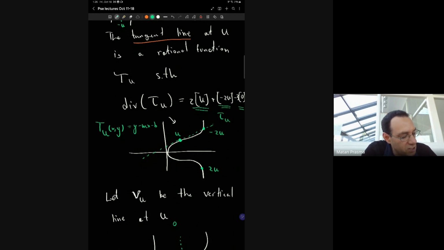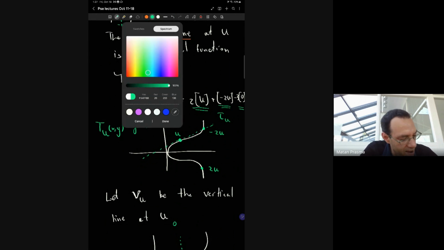But in the case of the tangent line, the tangent point u is a zero of the line, of course, but it is a zero of multiplicity two. Okay? This, again, we saw, but intuitively speaking, this is because the derivative vanishes. So if the derivative vanishes, it's like it increases the multiplicity. Now, what is the other zero of tu?